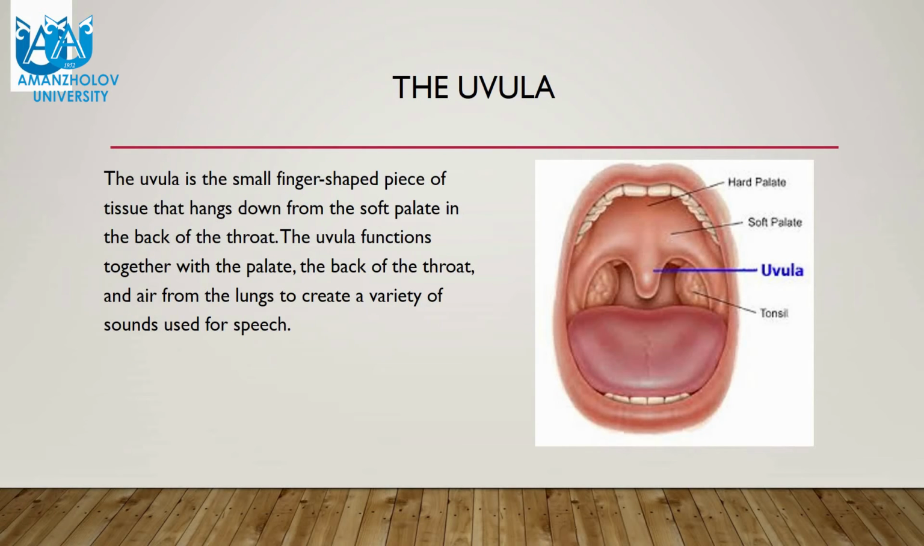The uvula. The uvula is a small finger-shaped piece of tissue that hangs down from the soft palate in the back of the throat. The uvula functions together with the palate, the back of the throat, and the air from the lungs to create a variety of sounds used for speech.